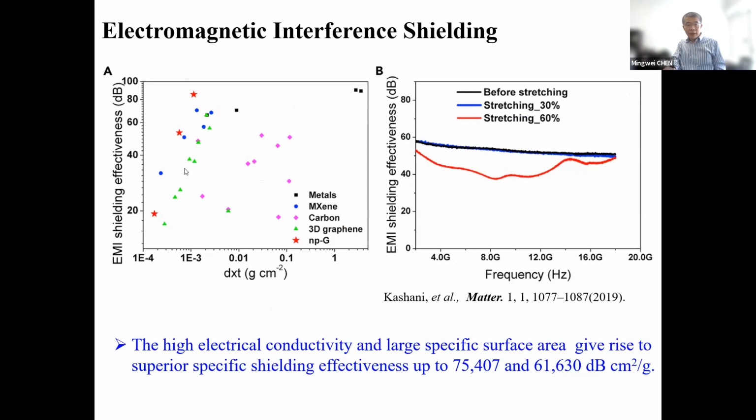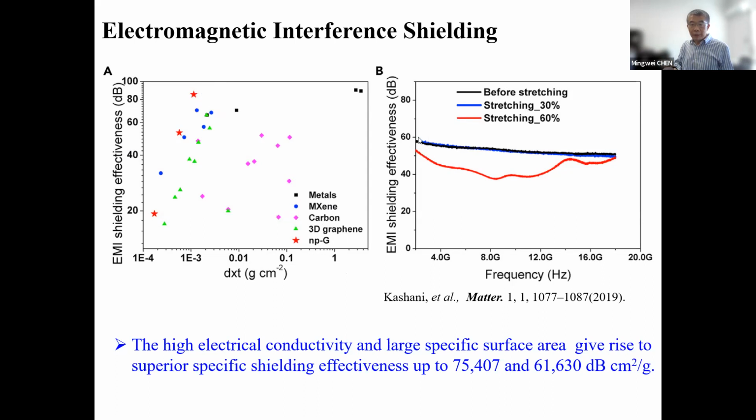If we do a survey, the five red stars are what we call the EMI, electromagnetic interference shielding efficiency. Actually our 3D graphene stands as one of the best materials compared to metals, other carbon materials, and other 2D materials.